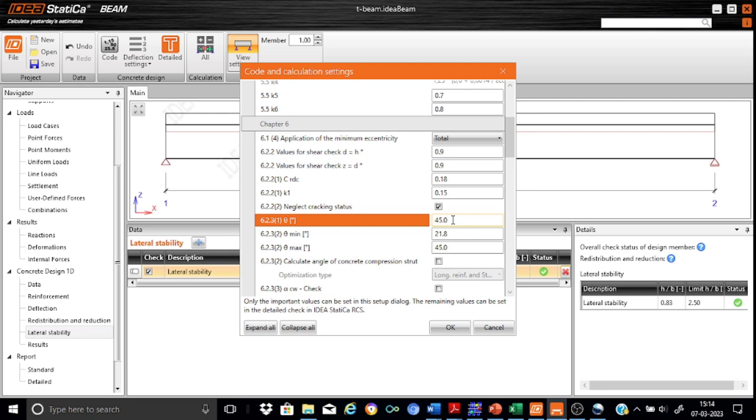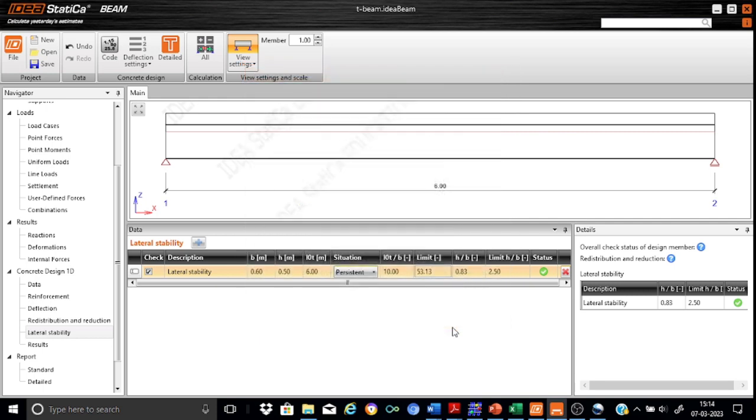If you assume theta is equal to 45 degrees, we need to arrive at an optimum value of theta by equating the compression capacity of the concrete diagonals with the capacity of the shear reinforcement. In this case, rather than 45, I would like to provide a value of say 25 degrees. So this is okay for me. This means that we are ready to go for the calculations.